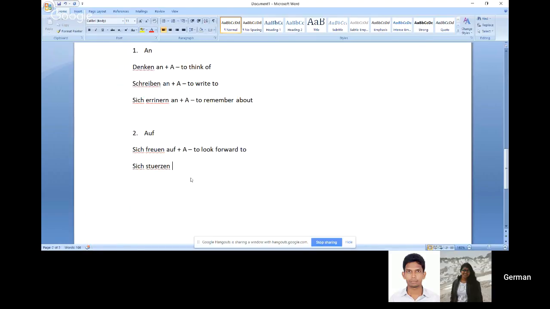"Sich stützen auf" plus accusative means to lean upon. "Warten auf" plus accusative is to wait for. Okay. Next. These are like phrases in English. Yeah, exactly. Okay.